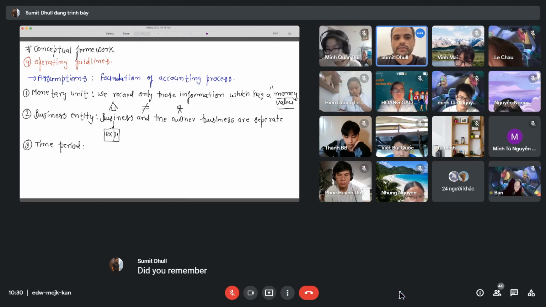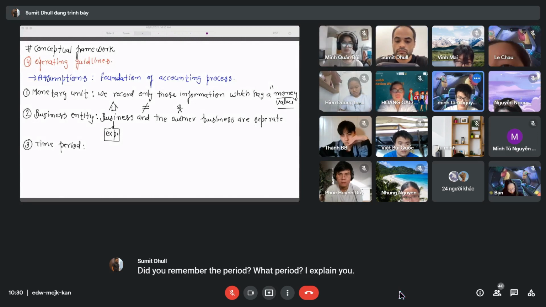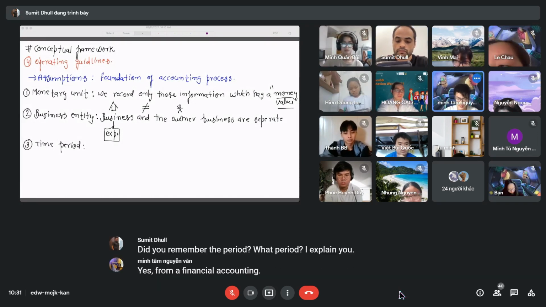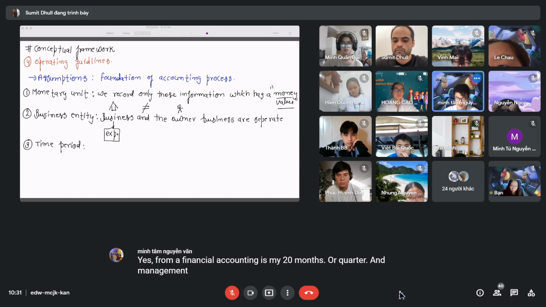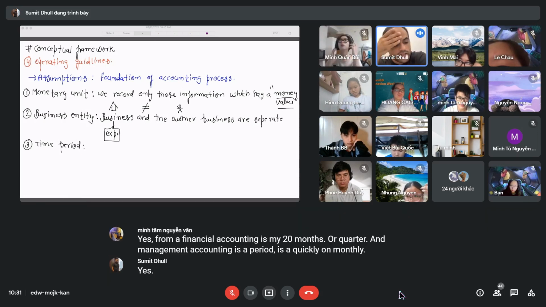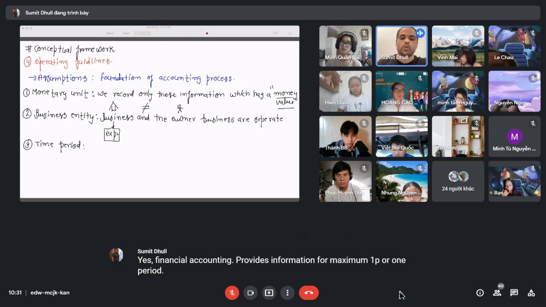Did you remember the period? What period did I explain to you? Yes, for financial accounting it is maybe 12 months or a quarter, and for management accounting the period is quick or monthly. Financial accounting provides information for a maximum of one period. One period means 12 months, all right? 12 months.